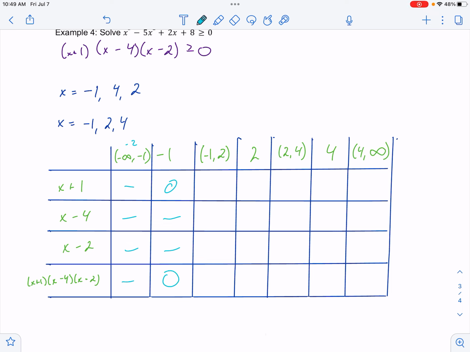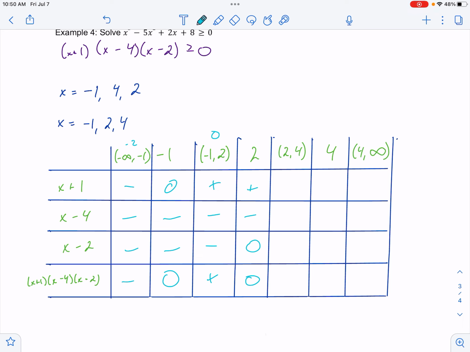Next one. On the interval between -1 and +2, I'm going to pick the number 0. All right, 0 into x plus 1 will be positive. 0 into x minus 4 will be negative. 0 into x minus 2 will be negative. Overall, this thing's going to be positive once I multiply down. Next one, I check against +2. +2 into x plus 1 is 3, positive. +2 into x minus 4 is negative. +2 into x minus 2 is just 0. Oh shoot, I wrote a 3 instead of the actual number. Multiply down, and this ends up being 0.